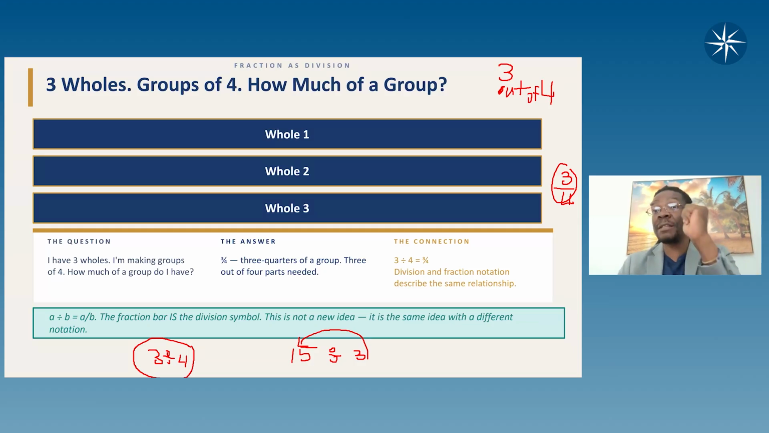I need 4 things to make a group. I only have 3. How much do I have? I have 3/4 of what I need to make a group. Does this make sense?